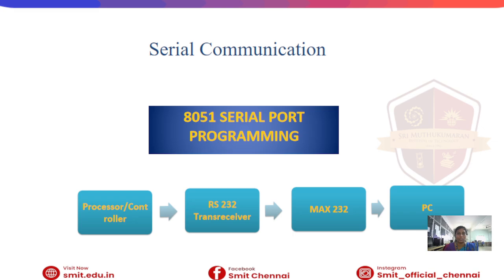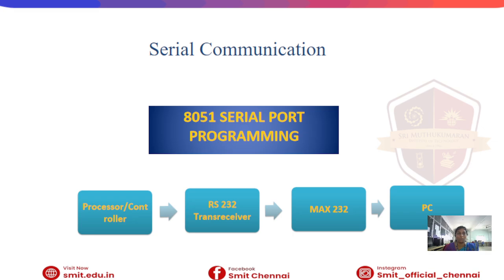Then the next one is the MAX 232. It is a voltage converter IC. The 8051 works with TTL voltage level, that is 0 to 5 volt. But the PC serial port uses RS232 voltage level. So MAX 232 converts the TTL signals to RS232 signals and vice versa. The 0 to 5 volt is converted to the RS232, so that it transfers the signal from one to another.